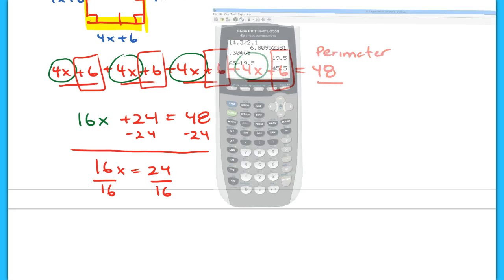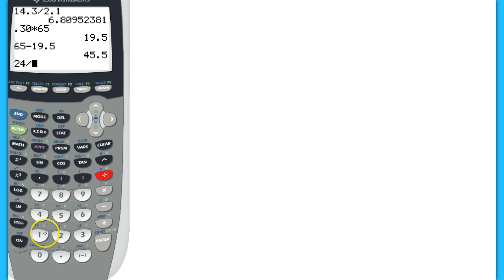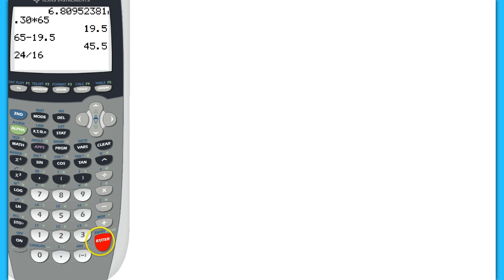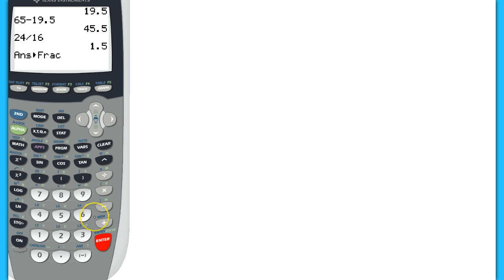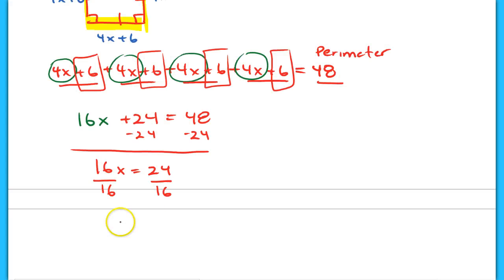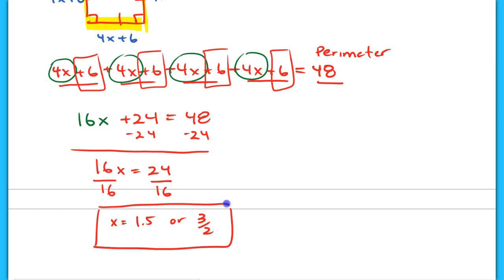Now when I plug that into my calculator, 24 divided by 16, I don't get a whole number. I actually get 1.5. I want to change that into a fraction. So I can write my answer two different ways, as 1.5 or 3 halves. So x is 1.5 or 3 halves. Either of those answers would be acceptable.